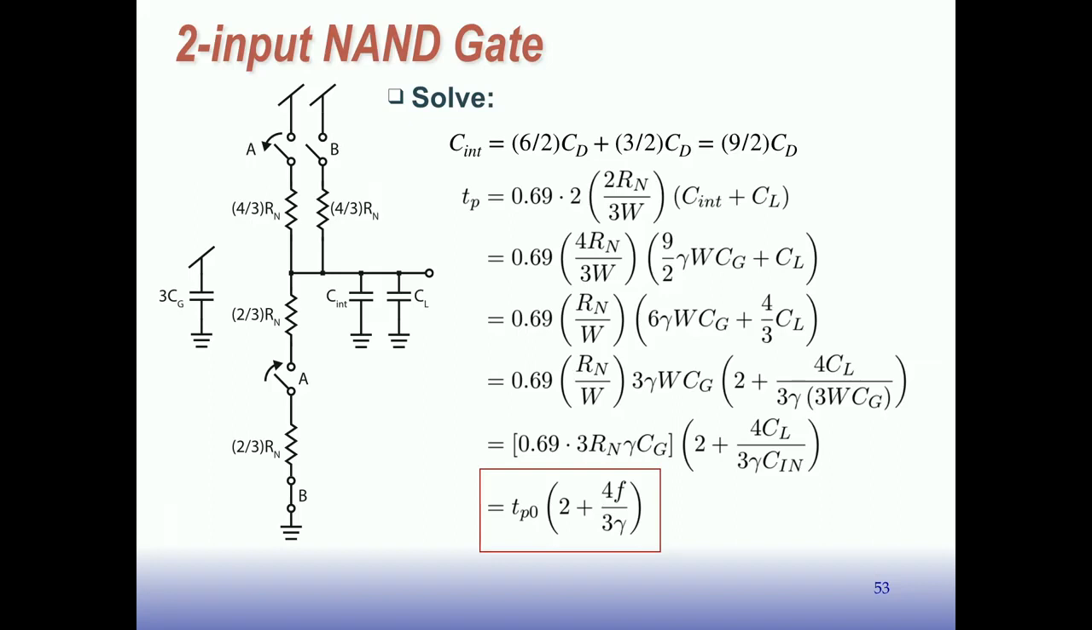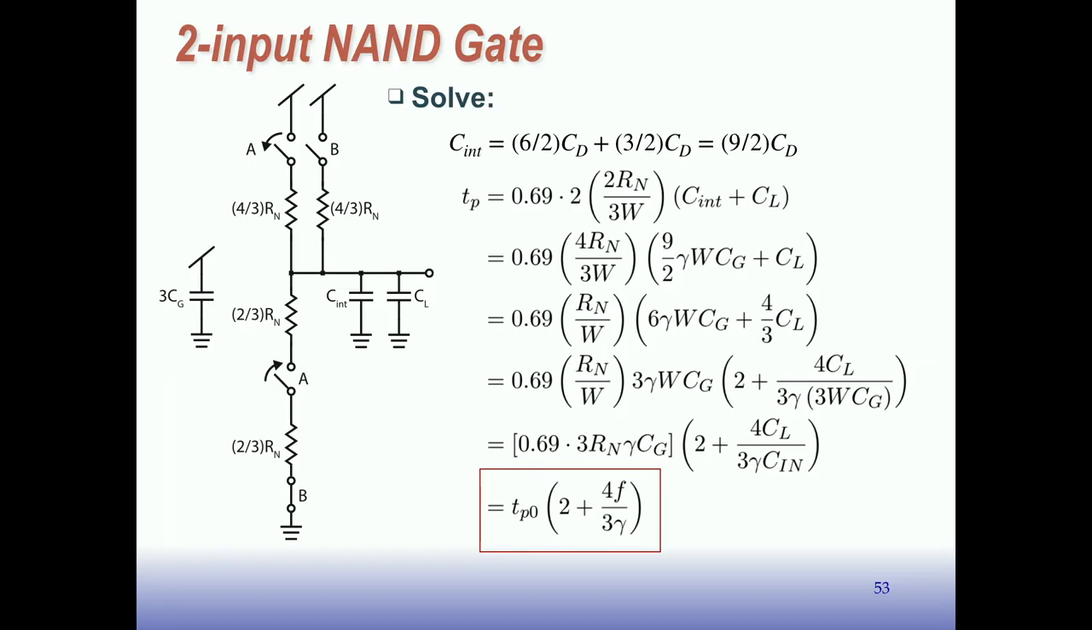Right? So now we have tau sub P naught. This is the same intrinsic delay that we had derived previously for the inverter. If you look, it's right here. But then it's times this thing, which is 2 plus 4/3 F over gamma. What was the inverter? The inverter was 1 plus F over gamma, right? That was that straight line I showed before.